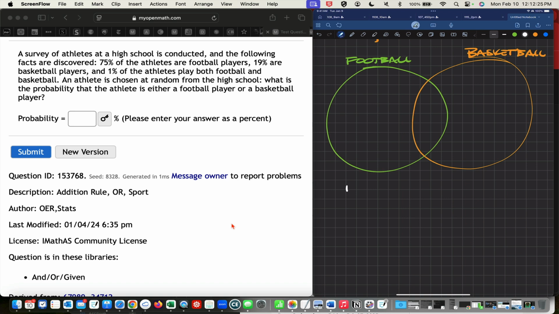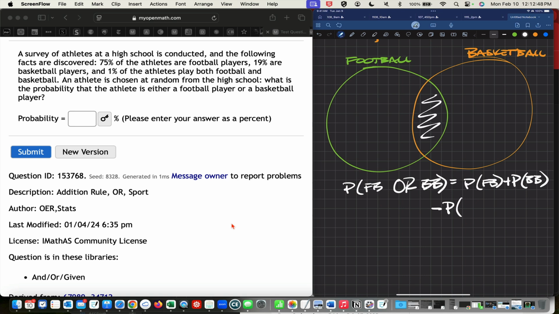So really we're asking this. What's the probability of football or basketball? And that would follow the addition rule. Probability of football plus the probability of basketball minus any probability where they overlap, meaning inside here, that somebody plays football and basketball.